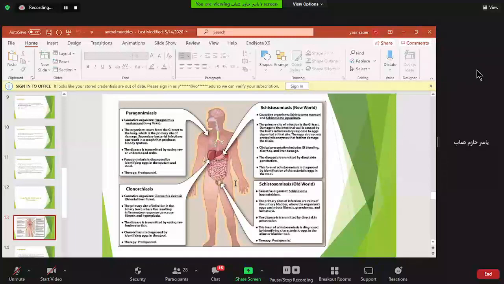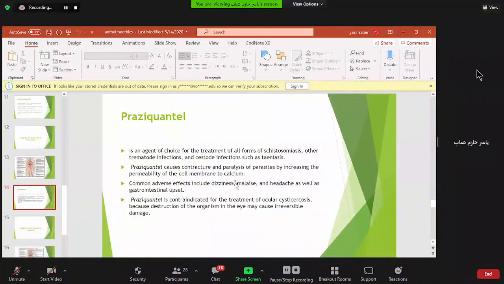This form of schistosomiasis is diagnosed by identification of characteristic eggs in urine or bladder wall. The therapy is praziquantel. Most of the treatment is praziquantel. Praziquantel is the agent of treatment of all forms of schistosomiasis and other trematode infection.